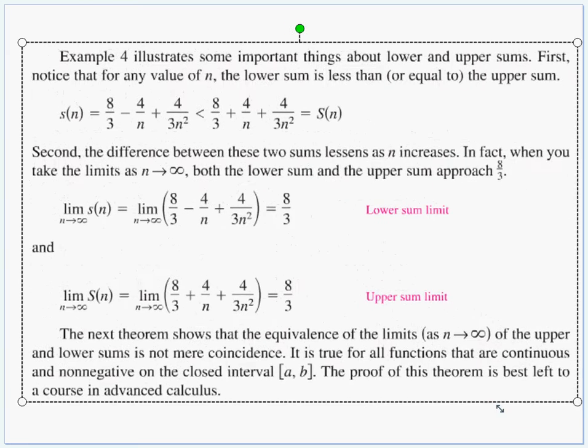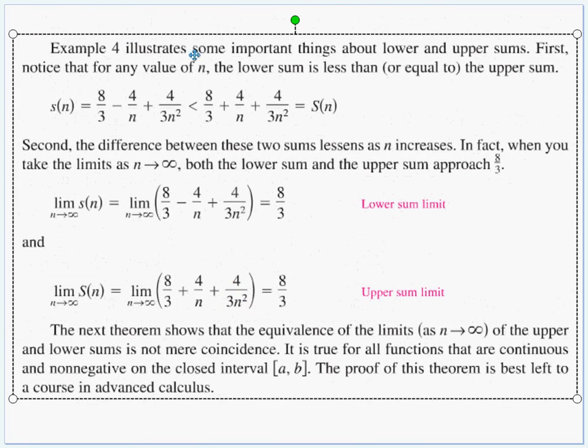Okay, and here I think is where the book hammers it home. Example 4 illustrates some important things about upper and lower sums. First, notice that for any value of n, the lower sum is equal to or less than the upper sum. Second, the difference between the two sums lessens as n increases. In fact, when you take the limit as n goes to infinity, both approach 8/3.